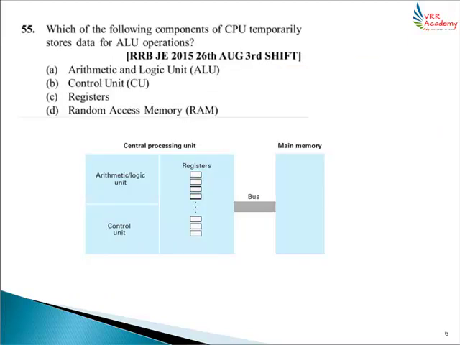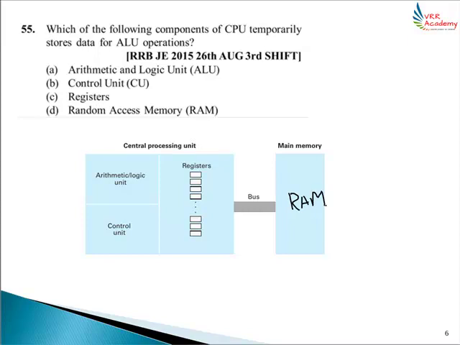Question number 55. Which of the following components of CPU temporarily stores the data for ALU operation? ALU means arithmetic and logic operations. That means it is doing some addition, subtraction, comparison like that. So for ALU, which component of the CPU temporarily stores the data? You can see that a block diagram is given here. This is your main memory, which is going to be your RAM.